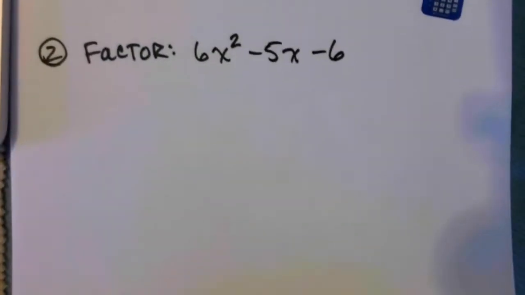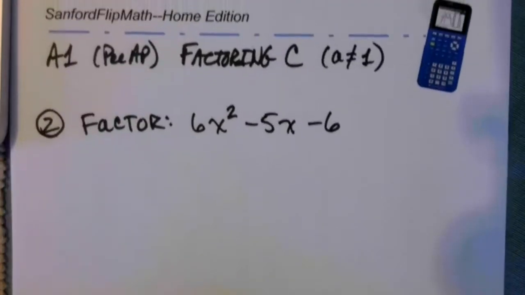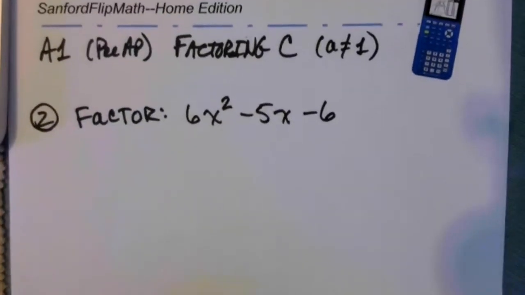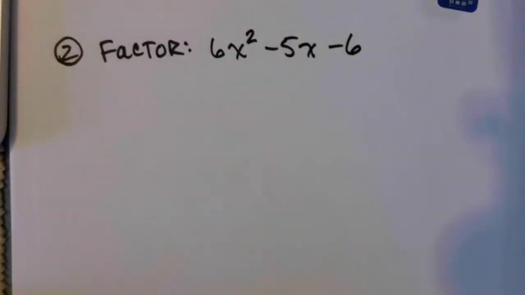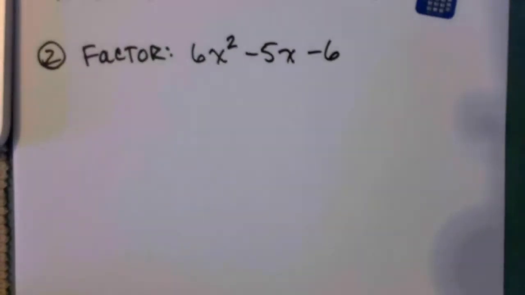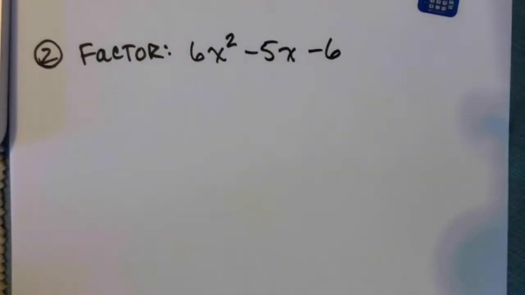And then we'll wrap this bad boy up. Okay, so here we go. So we are going to, again, this is SanfordFlipMath Home Edition. We are going to factor 6x squared minus 5x minus 6. This is the same exact stuff. The only concern is we have some sign differences now.